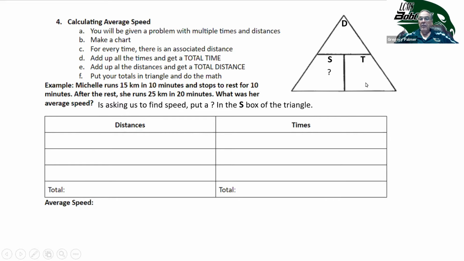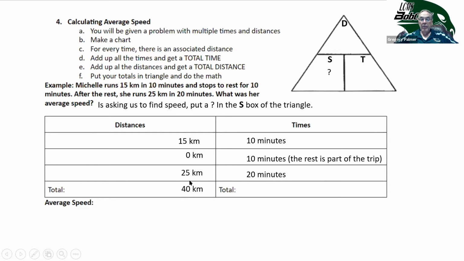The next thing we need to do is fill in the other two boxes for distance and time. So we have to add up the total distances she moved and the total time for the trip. Her first distance was 15 kilometers in 10 minutes, so we're going to put the distance in here, and we're going to put the time in. The next part of the trip is she rested for 10 minutes. While she was resting, she wasn't moving, so she would have a zero distance, but the rest is part of the trip. So we're going to include that 10 minutes. After the rest, she runs 25 more kilometers, so we're going to add in that distance and the 20 minutes, and add up the last time.